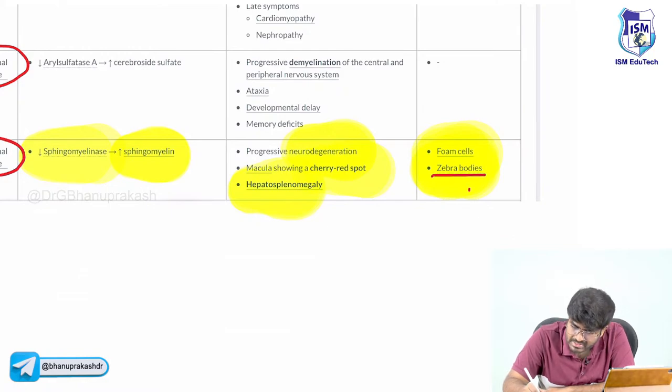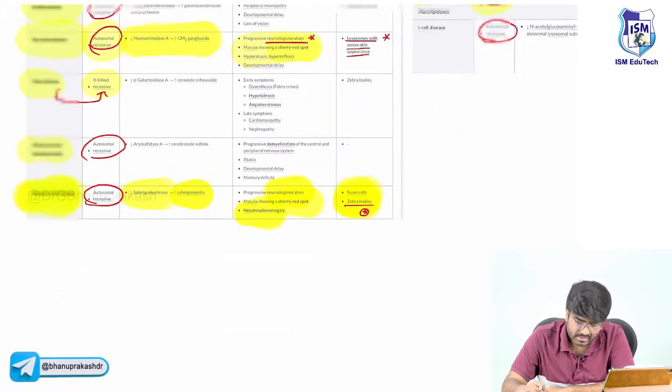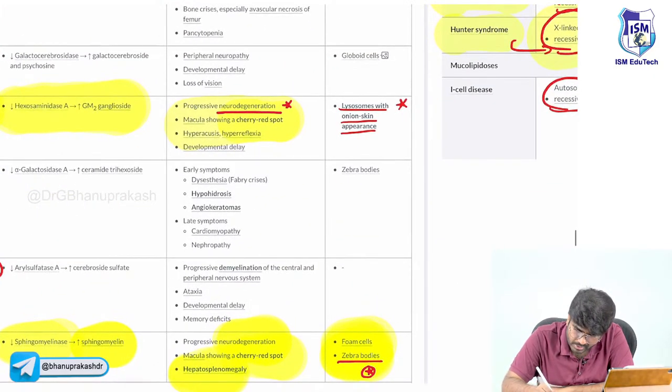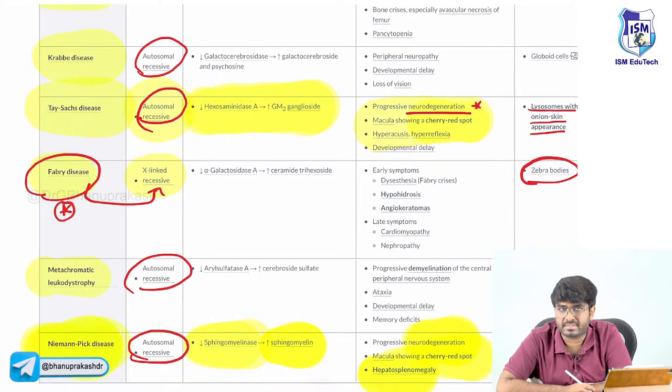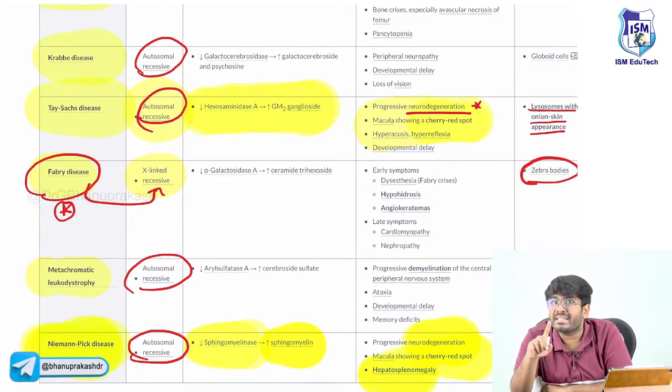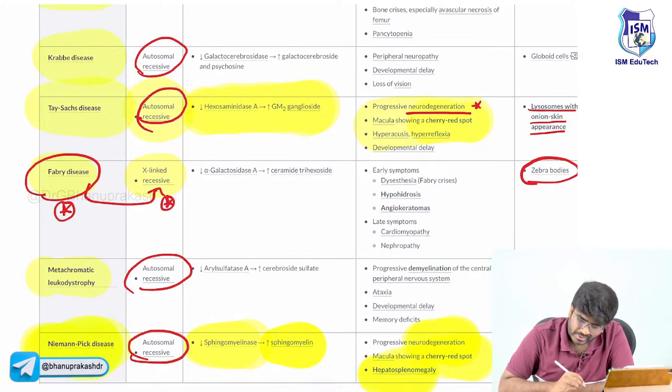But my question is, sir, are zebra bodies only seen in this? No, sir. Look here, zebra bodies. So where else will you see the zebra bodies? Fabry's, an MCQ. Fabry's also shows zebra bodies. But what is something important about Fabry's? Sir, Fabry's is a lysosomal storage disorder, but it has an X-linked recessive pattern of inheritance. It is not autosomal recessive. It is X-linked recessive.